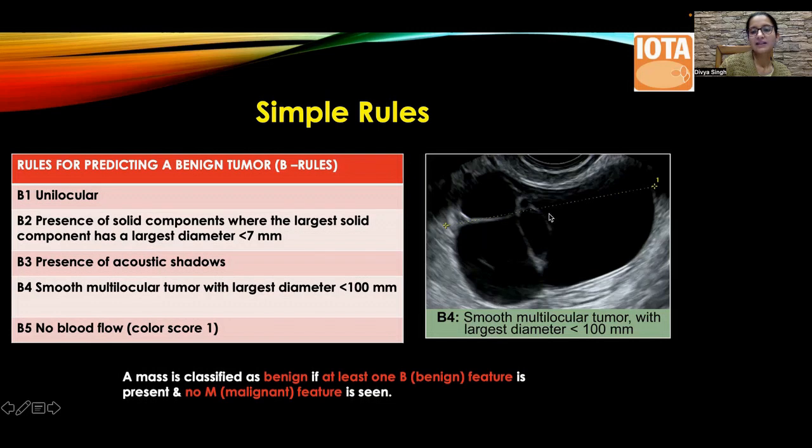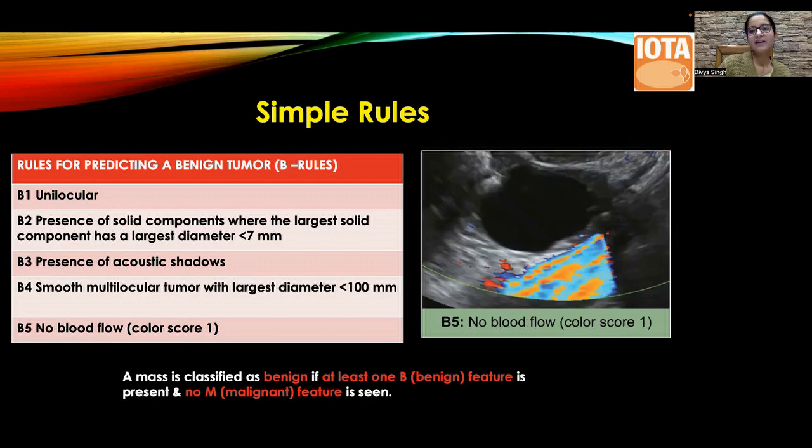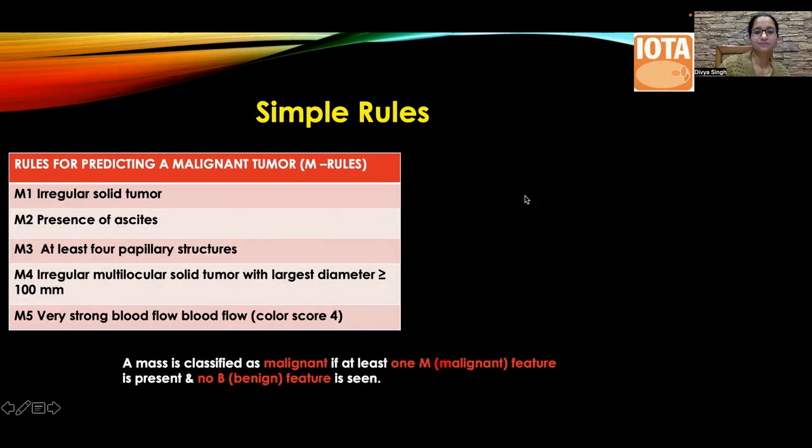And this lesion measures less than 100 millimeters or less than 10 centimeters, as you can see here, and it has smooth internal walls. There is no solid component or wall irregularity. So this is what the B4 lesion or B4 feature is. And B5 is a lesion which does not have any blood flow or color flow within it. That is a color score of 1. So this is the B5 feature.